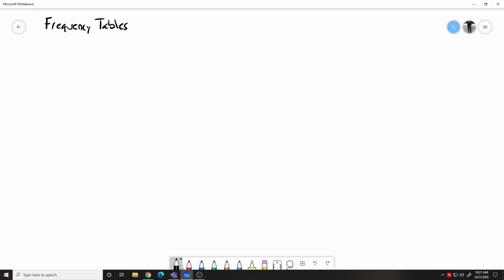Frequency tables are not too bad though. So like I said, use your notebook, pause the video when you need to. What do we use frequency tables for? Well, they are for large sets of data. When we have a large set of data, we can organize it much better by using a frequency table.